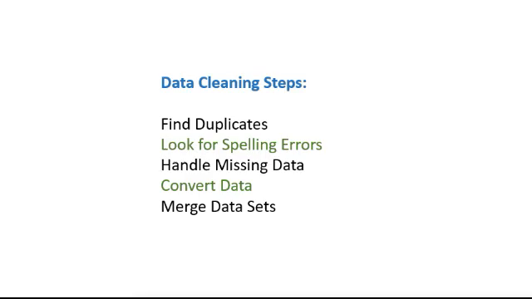In this example today, I'm going to be handling the following steps of data cleaning. Now, obviously, every job has its own extras and things you don't use based on the job. But here, we're going to be doing some very common data cleaning operations. We're going to be finding duplicates. We're going to be looking for spelling errors. We're going to learn how to handle missing data. We're going to be converting some data, and we're going to merge our data sets together. Okay? Well, before we go any further, let's look at the data we have.